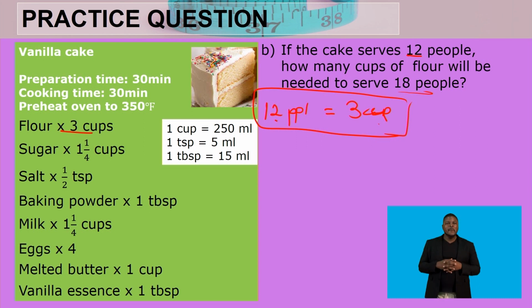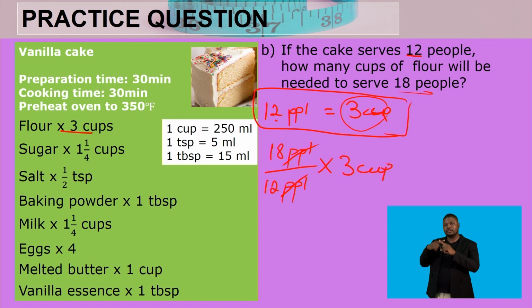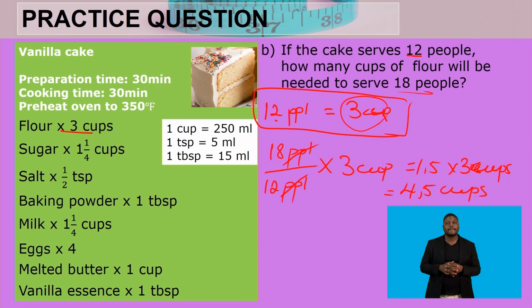So how many people are we calculating for? 18 people. We divide 18 people by 12 people, so that people and people give us 1. Then we multiply by the unit that is not the same, which is 3 cups. What is 18 divided by 12? You get 1.5. 1.5 multiplied by 3 cups, you get 4.5. It gives us 4.5 cups of flour that will be needed to make a cake for 18 people.